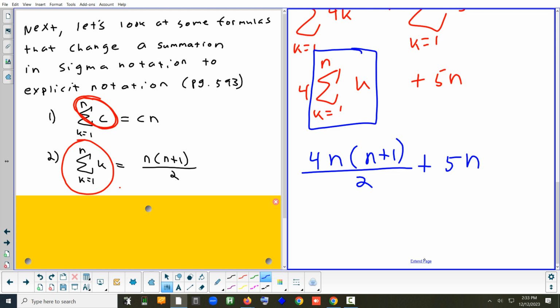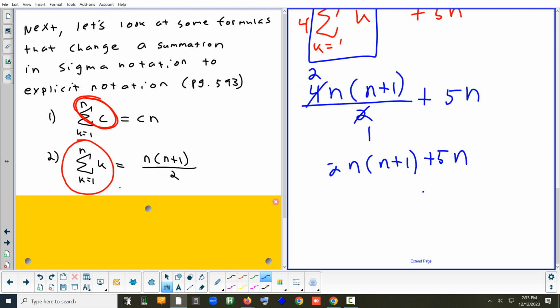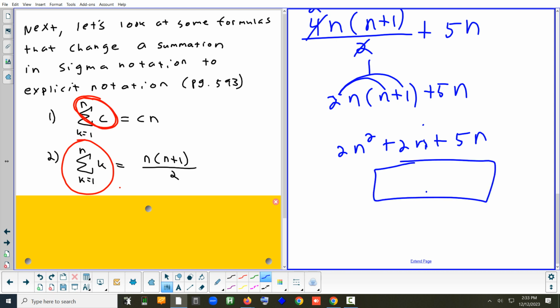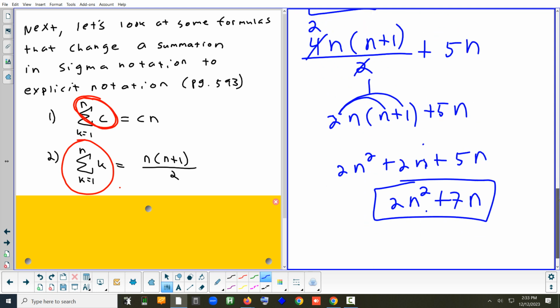Anything I can reduce in this first fraction? 4. Yep. 4 goes in 2 times. Now I've got 2n times n plus 1 plus 5n. What's 2n times n? 2n squared. 2n squared plus 2n plus 5n. All right. And what will be my final answer? 2n squared plus 7n. Question on that? No.